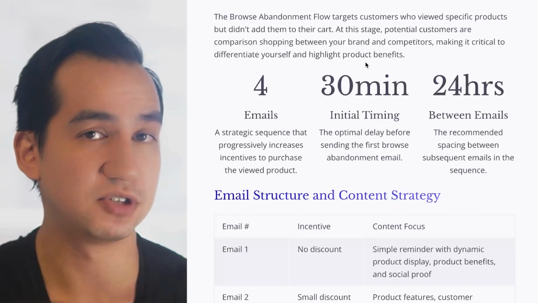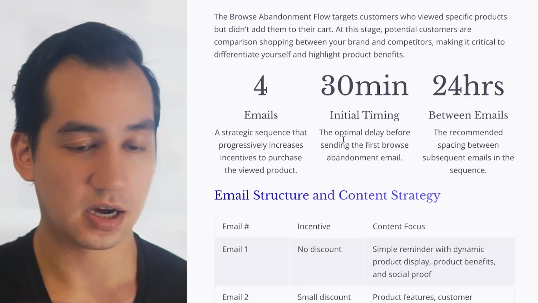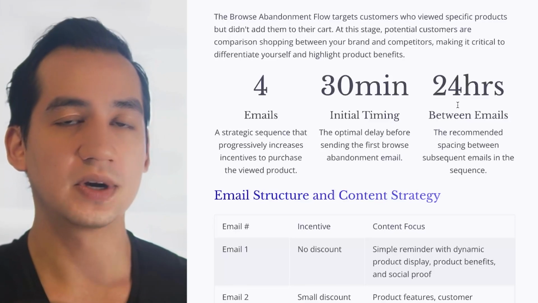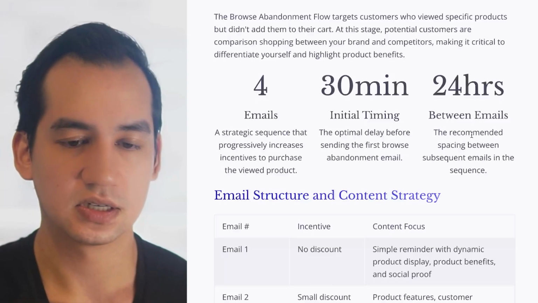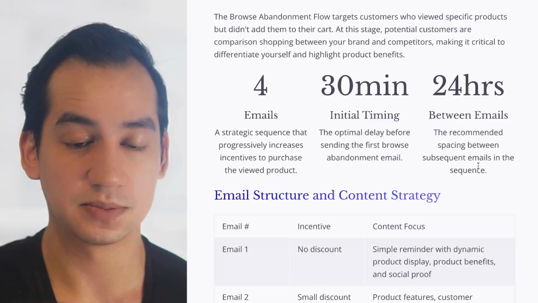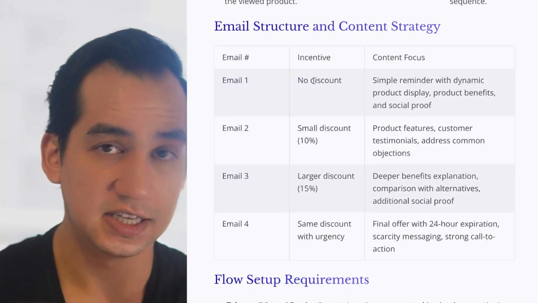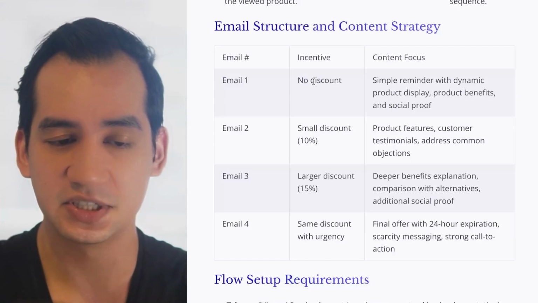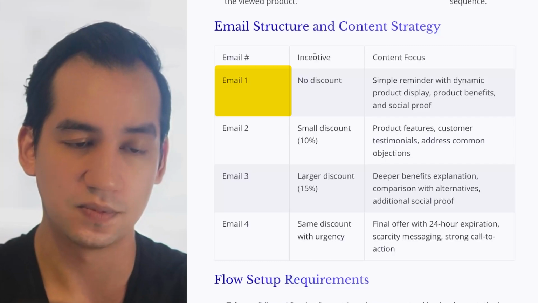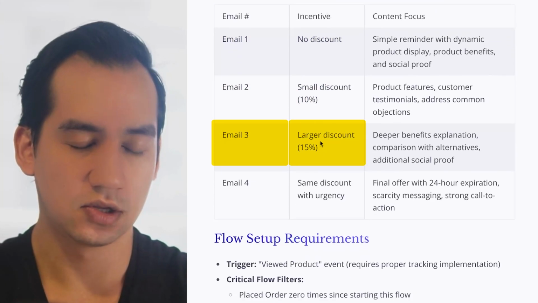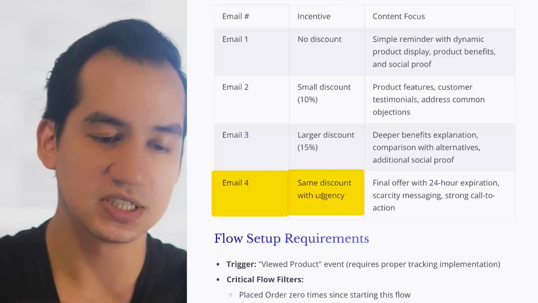So 4 emails in this sequence, 30 minutes initial timing from the time that they abandon your site after browsing different products is the optimal delay before sending the first browse abandonment email. 24 hours between emails, right? So the recommended spacing between subsequent emails in the sequence. And again, the content here and the incentive strategy is going to be similar to the cart flow. So email 1, no discount. Email 2, small discount. Email 3, larger discount. Email 4, same discount with urgency.